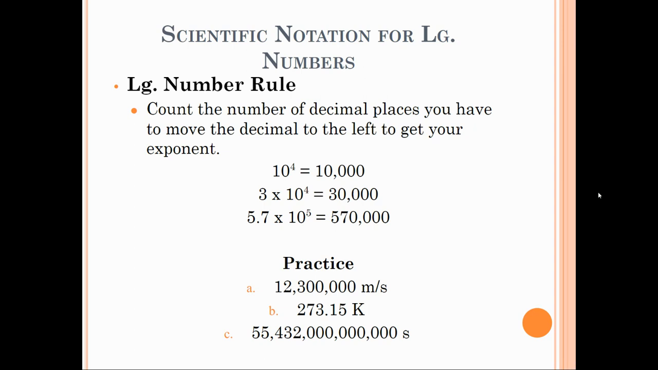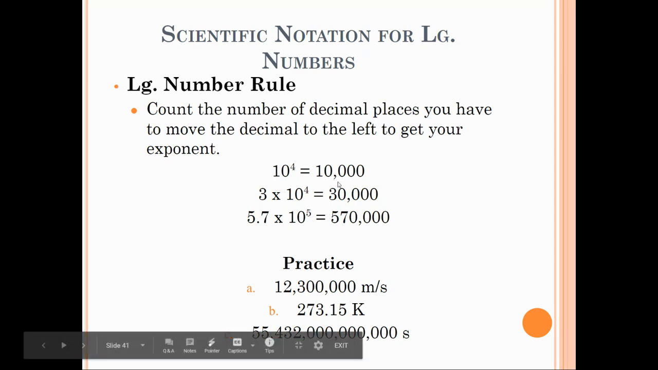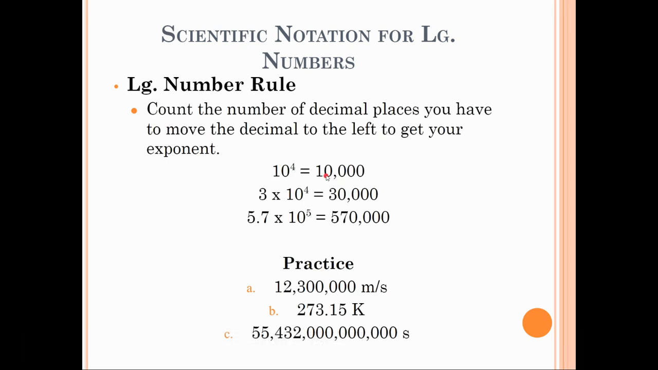So, large number rule. You count the number of decimal places you have to move the decimal to the left to get your exponent, all right? So if we are looking here, the imaginary decimal is right behind the zero. 1, 2, 3, 4, okay? So we moved our decimal 4 places to the left. So I moved it to the left, so it's a positive exponent. 10 raised to the fourth is 10,000, right? We look at 30,000. Here's my decimal. 1, 2, 3, 4. Okay, 3 times 10 to the fourth is 30,000.